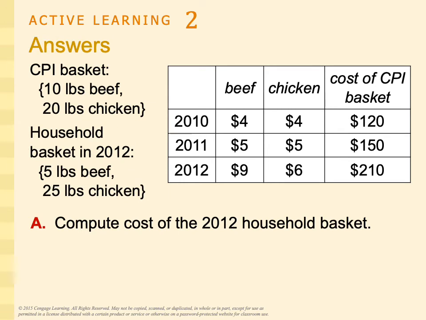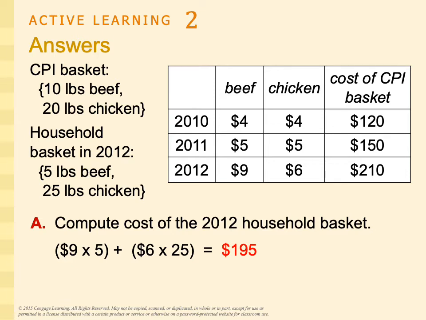All right, so let's look first at computing the cost of the 2012 household basket rather than the CPI basket. Well, in that case, we're just going to multiply the prices of beef and chicken times their quantities in the actual household basket. So $9 per pound of beef times 5 pounds, which is 45, and $6 per pound of chicken times 25 pounds of chicken, and that would give us 150. Add them together, and the cost is 195.